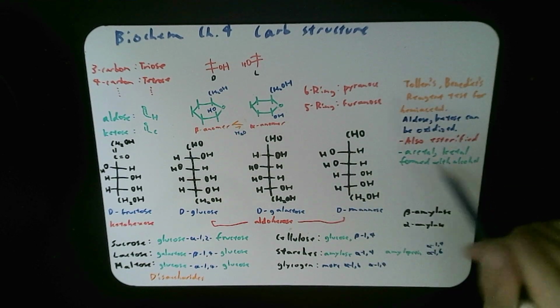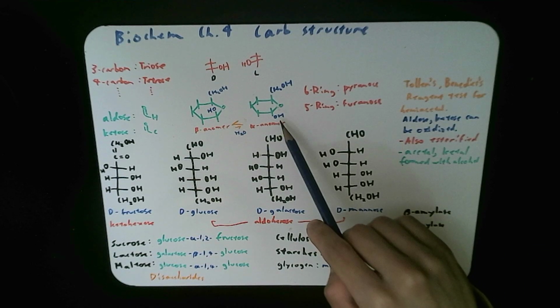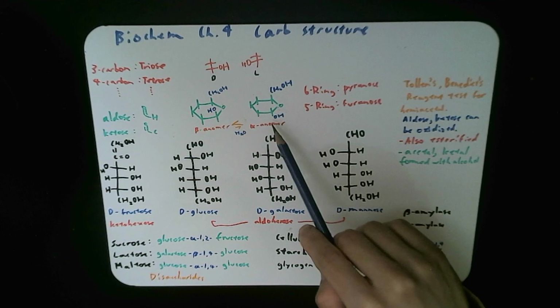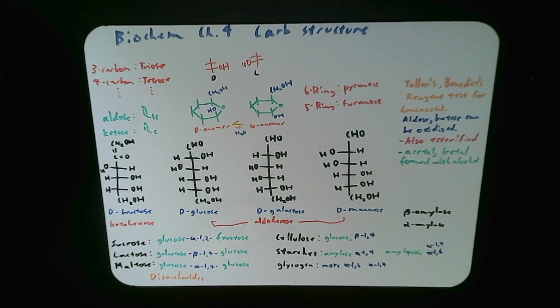So if you react them with alcohol, let's say ethanol, you can switch out this OH group into an OCC because it's ethanol. And yeah, we have our monosaccharides here. These are the ones to know and remember.